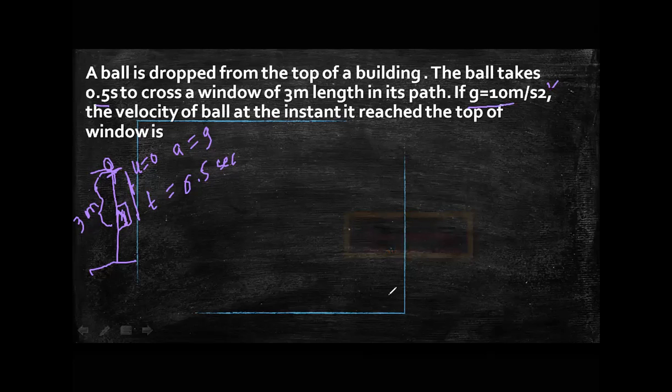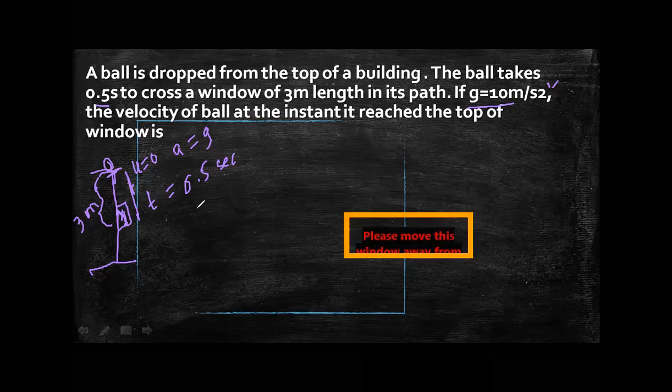Let me change the color. So a ball is dropped from the top of a building. The ball takes 0.5 seconds to cross a window of 3 meters. So the window length is given, and it also gives the time to cross the window.